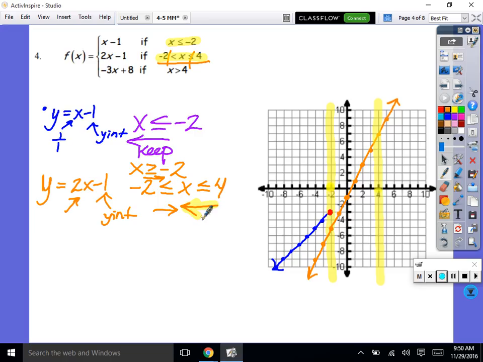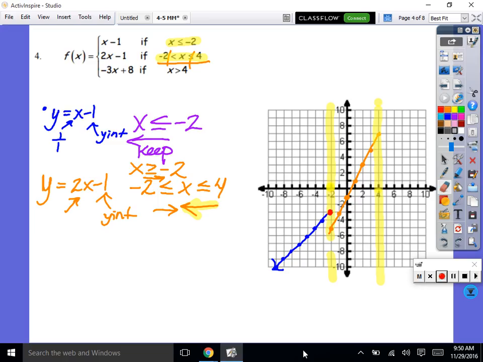So erase everything else. Keep the inside of the highlighters and erase everything else. So I'm going over here, erasing the outside of the highlighter, and then I'm erasing the outside of the highlighter. Keeping in between the highlighters. Does that make sense? If there's 2 restrictions, it will be in between the highlighted 2.